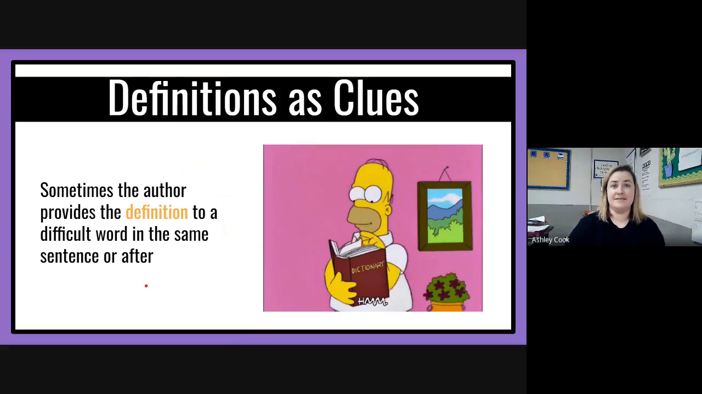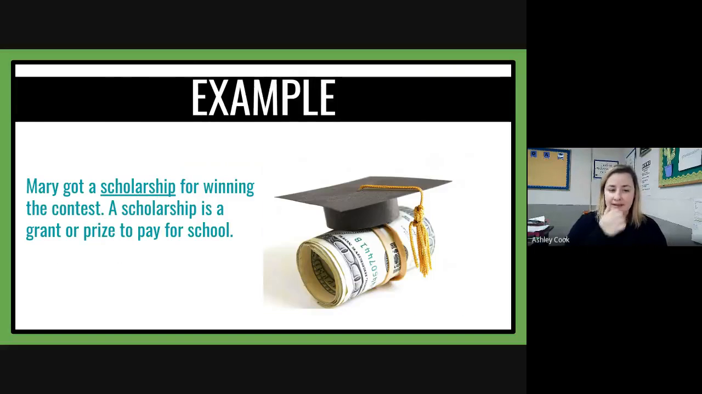Our next one is definitions as clues. This is the easiest one. It's when the author just gives you the definition right after they tell you the difficult word. Pretty simple. Mary got a scholarship for winning the contest. A scholarship is a grant or prize to pay for school. Right there, in the sentence afterwards, you see the definition for what a scholarship is.